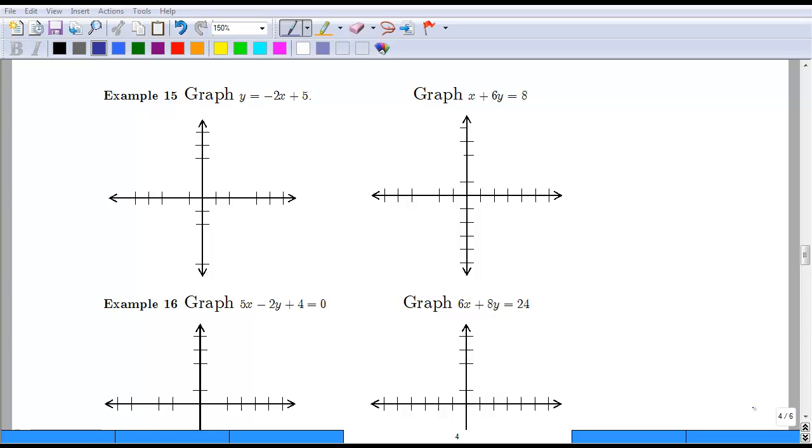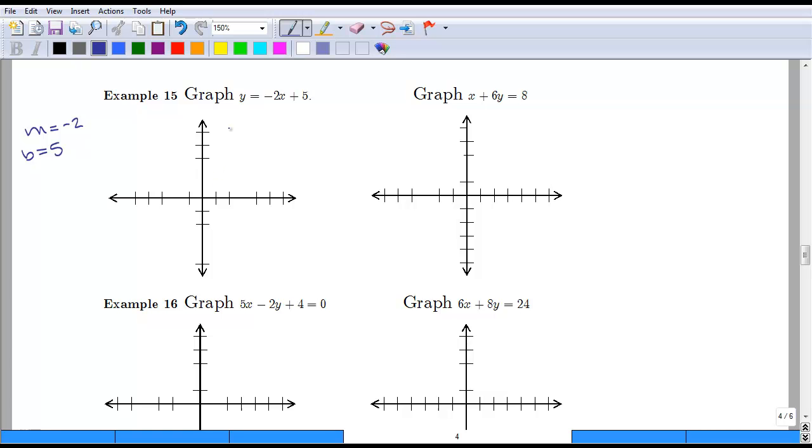This is the final video for section 4.3, and this talks about how we can graph the equations that we've just been discussing for straight lines. So, if the equation is given in a nice slope-intercept form, all we have to do is identify the slope, which in this case is -2, and the y-intercept, which is 5.